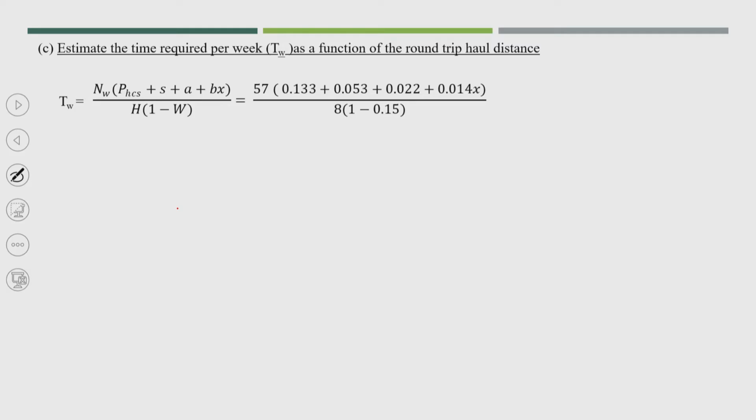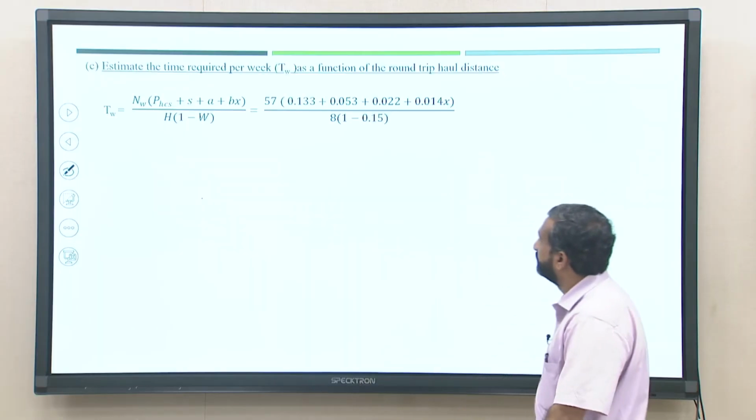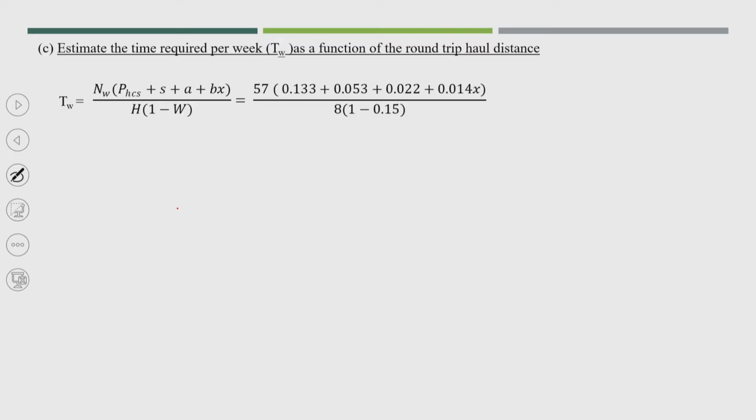Now, we will calculate the time required per week as a function of round trip haul distance. This is the formula we will use: TW is equal to NW into PSCS plus S plus A plus Bx, divided by H into 1 minus W. It is the time required per week, and the unit will be days per week. We will put in the values. NW we calculated as 57, and the remaining values are also calculated; only we do not have the value of x.